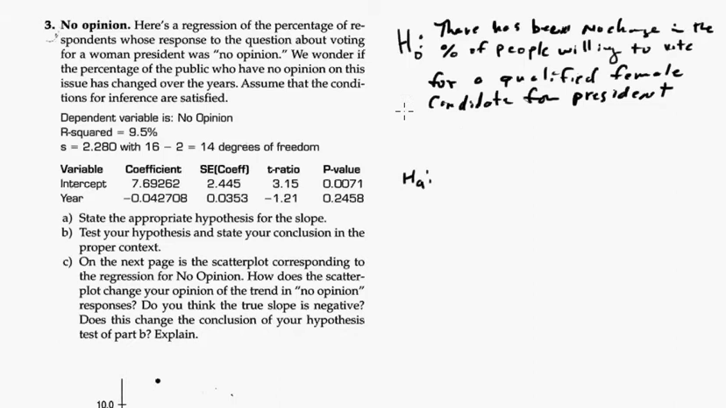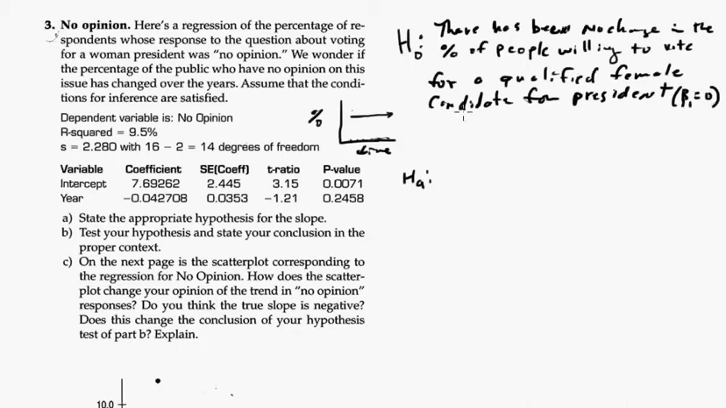And so if we had a line with the percent no opinion against date, like year, and we collected the data after different years, we're saying the slope of that line would be 0. So we would say something like beta 1 equals 0.